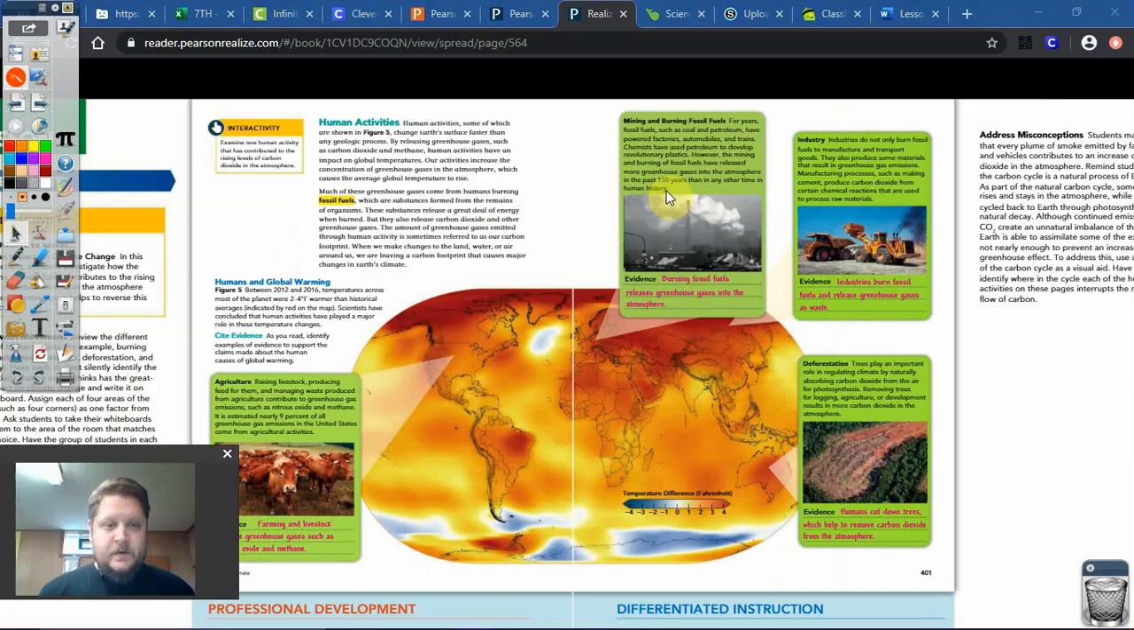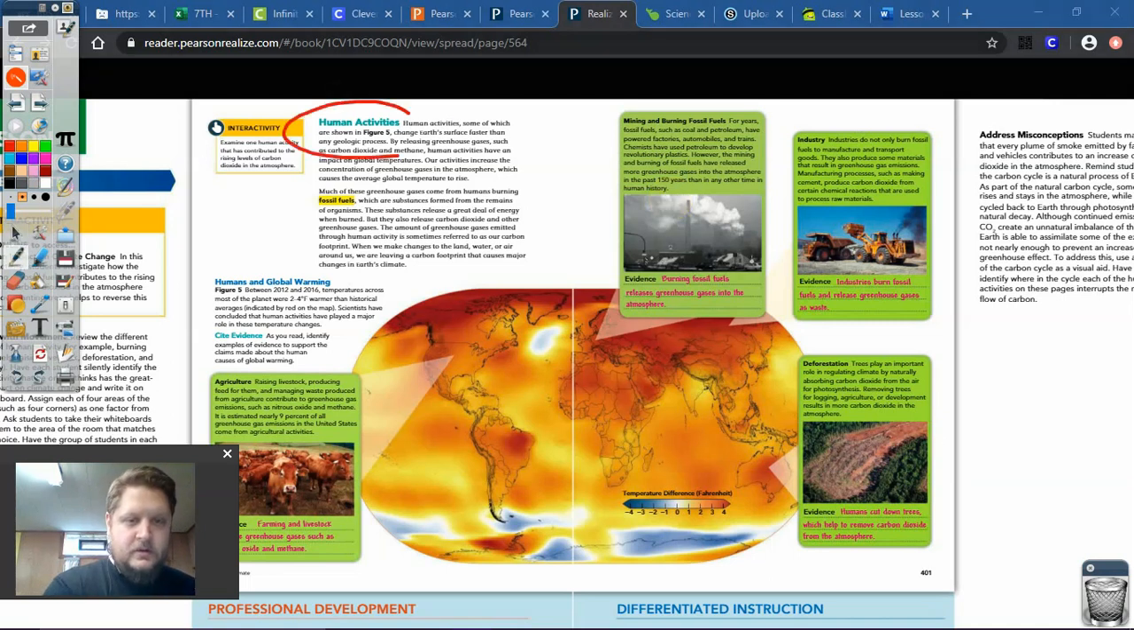Okay, so now on page 400 and 401, we're looking at different activities, right? Human activities that could have led to increasing global temperature. Okay, one of the main ones we're looking at here is the burning of fossil fuels. Now, fossil fuels are any energy resources that are made from, you guessed it, fossils, fossilized organic matter that's been under the earth for long periods of time.